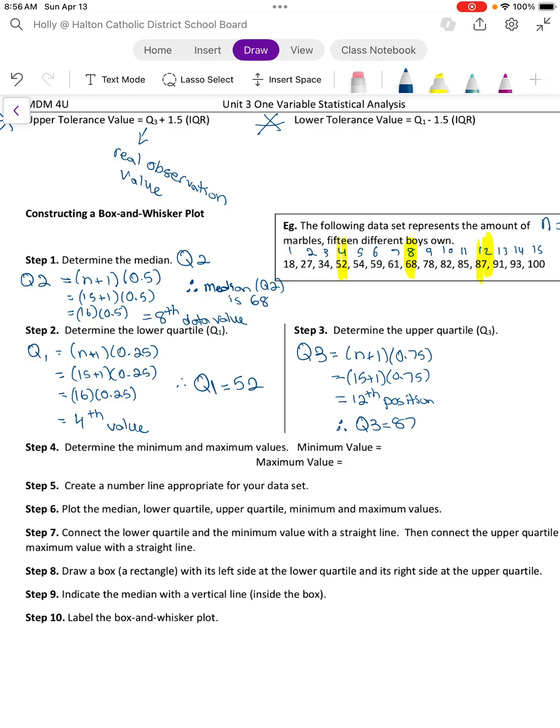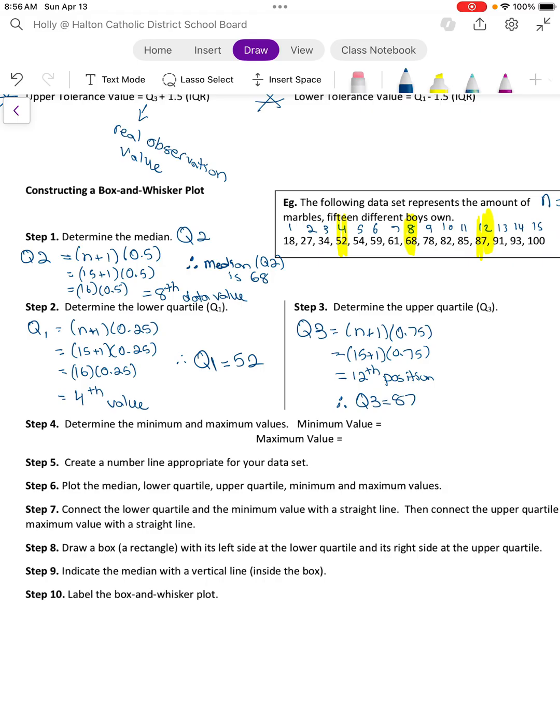We found our Q1, 2, 3. It doesn't matter what order you find them in, as long as you find them and label them correctly. Next, we're going to look at the minimum and maximum values. The min value is 18. The max value is 100. My data is in order from least to greatest, so it's not hard to find those.